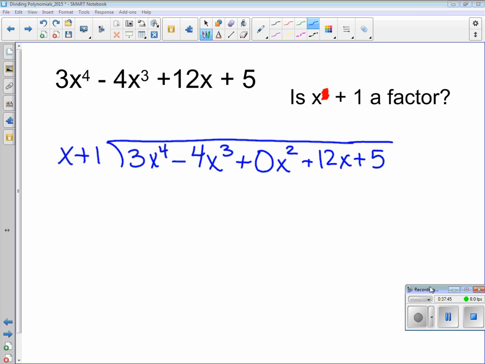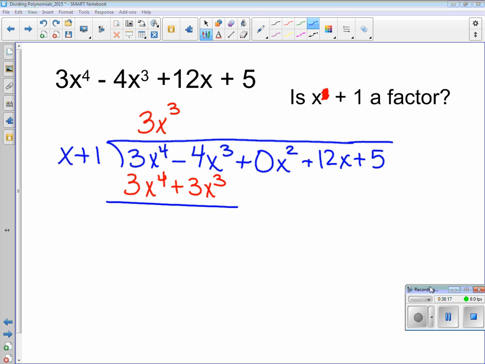X times what is 3x to the 4th? 3x cubed. Very good. Make sure you know where that came from. 3x to the 3rd times x is 3x to the 4th. I have to do it also to the 1, which is just plus 3x to the 3rd.